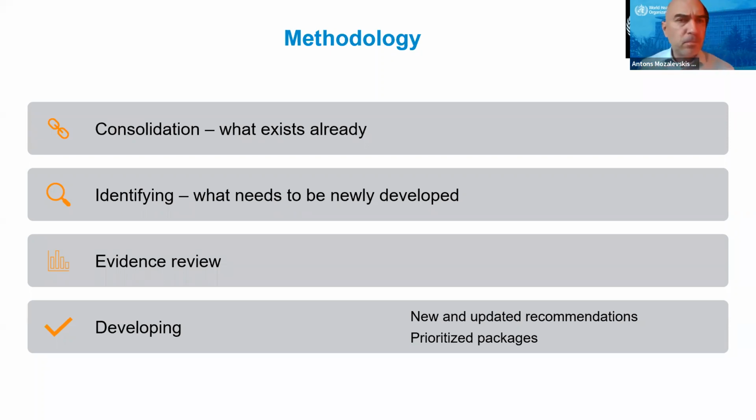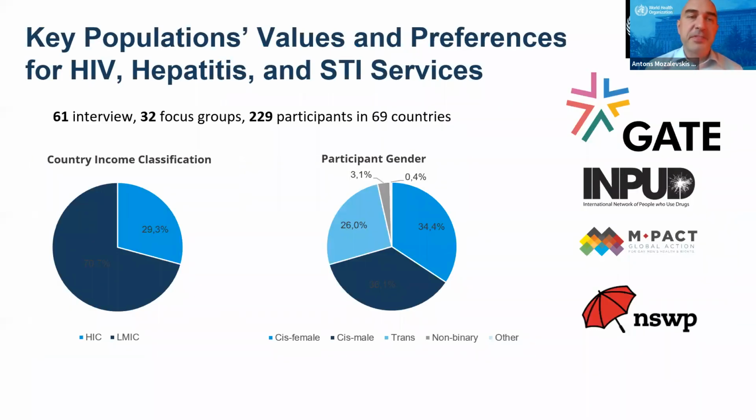Next slide, please. This is just a summary. We will hear more about the qualitative research, which was focused on defining the values and preferences from the key populations. It was conducted in collaboration with all the global key population networks and covered all regions, all countries, and almost all key populations except prisoners, because there are no global community networks for prisoners.